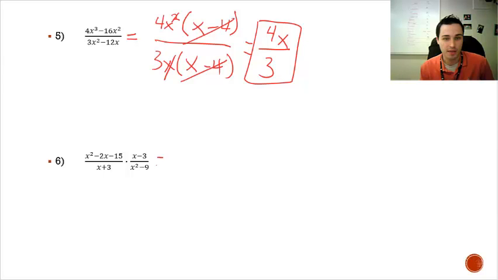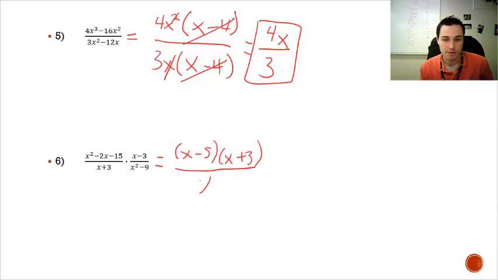Number 6, same kind of thing. Now we just need to factor first, and we have just a little bit more stuff to cancel. First one is the M&A method, because it's 3 terms. Multiplies to negative 15 would be 5 and 3. To add to negative 2, the 5 would have to be negative. So x minus 5 and x plus 3.